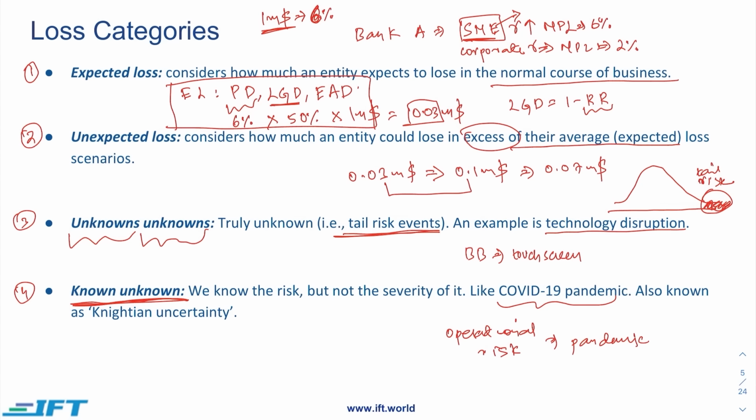But we did not know what sort of impact a pandemic like COVID-19 could result in. It impacted all sorts of risk, it impacted all sorts of markets, and it had such a huge impact that we did not actually know that could happen in the market. This particular known unknown is also referred to as Knightian uncertainty.